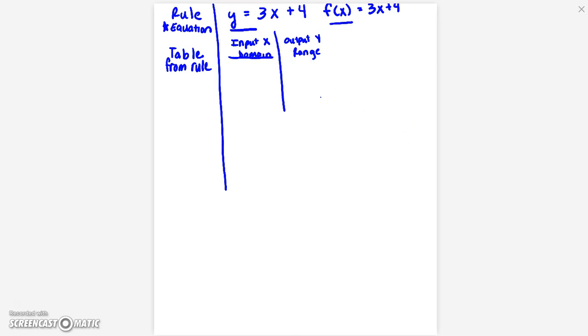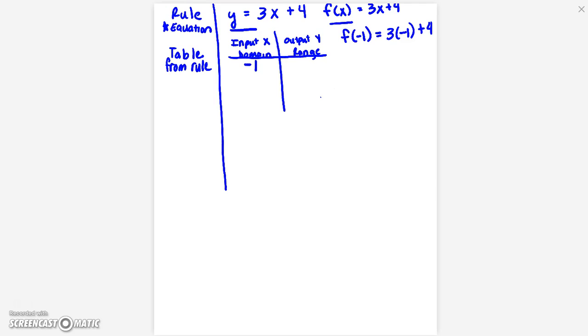So let's start with -1. If we put -1 into this rule, you write this as f of -1 equals, and -1 is x, so 3 times -1 plus 4. That's why that x comes in really handy here, because that's where we're going to put what x is.